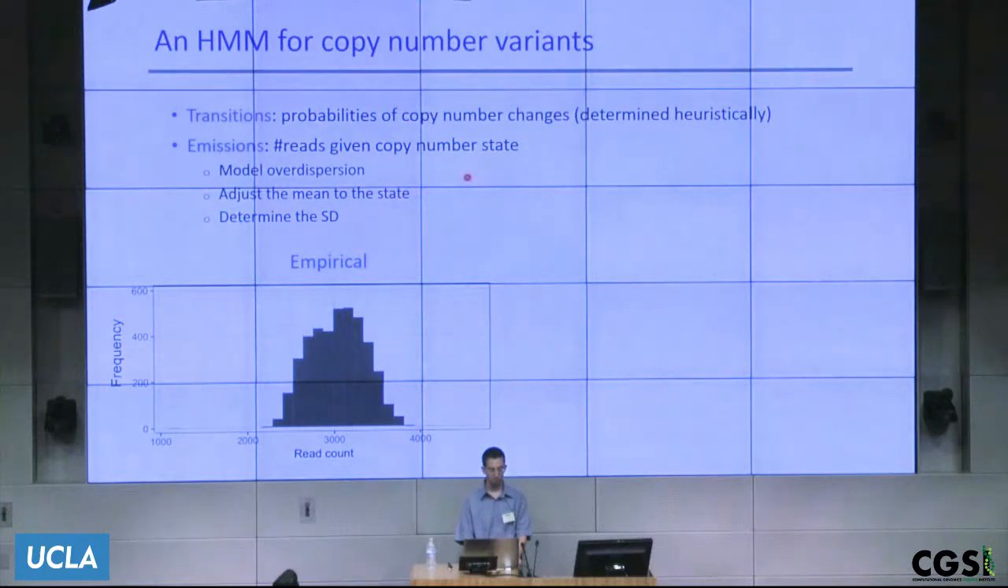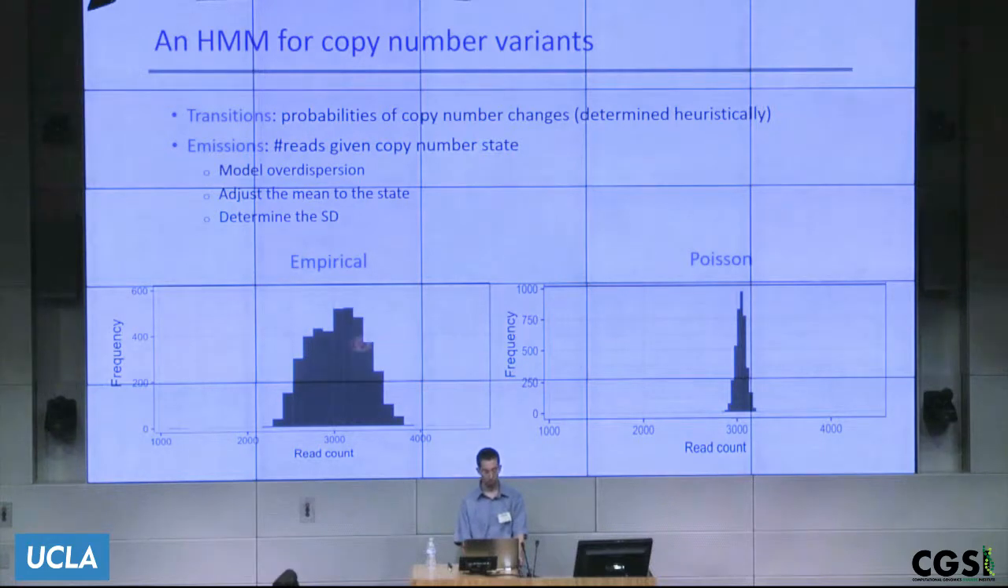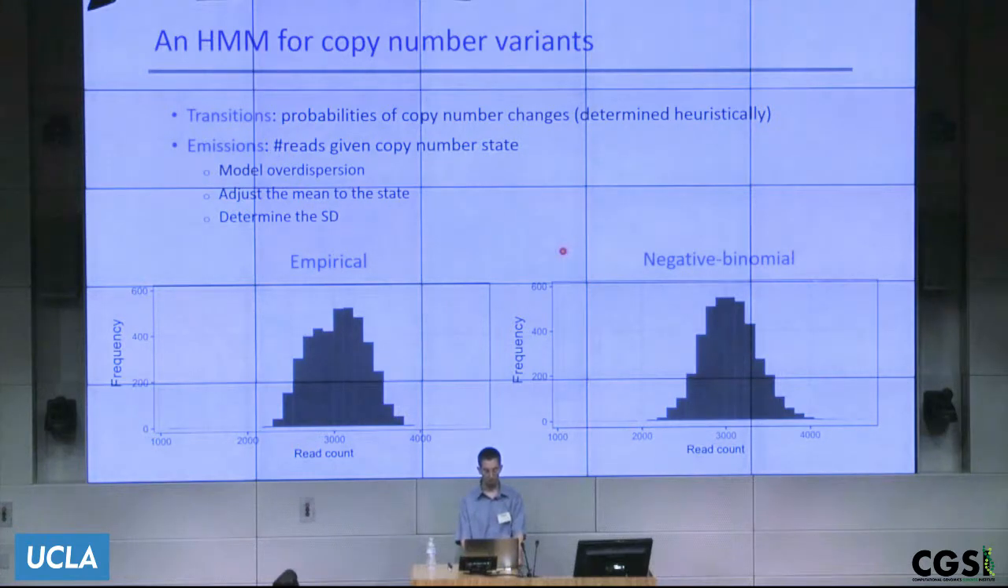For the emissions, we had to model the number of reads, the coverage of each window, given the copy number state. Again, we have overdispersion. This is the empirical distribution of the normalized number of reads for individuals where there is no copy number variation. Since this is a count, the naive model is Poisson, but as you can see, there is very big overdispersion here, so Poisson is not a good model. We use a negative binomial model, which is an empirical model that people use for overdispersed Poisson. We could have used normal or actually other distributions.